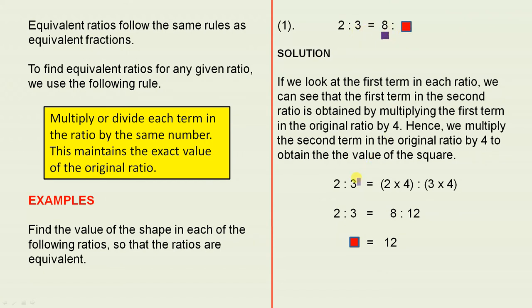So 2:3 equals, now we've ascertained that we have to multiply each of those by 4, that by 4 and that by 4, to get each term in the second ratio. So 2:3 is 2 times 4 is to 3 times 4. So 2:3 is 8:12. So the square must be 12 because the square is second. So 2:3 is equivalent to 8:12.